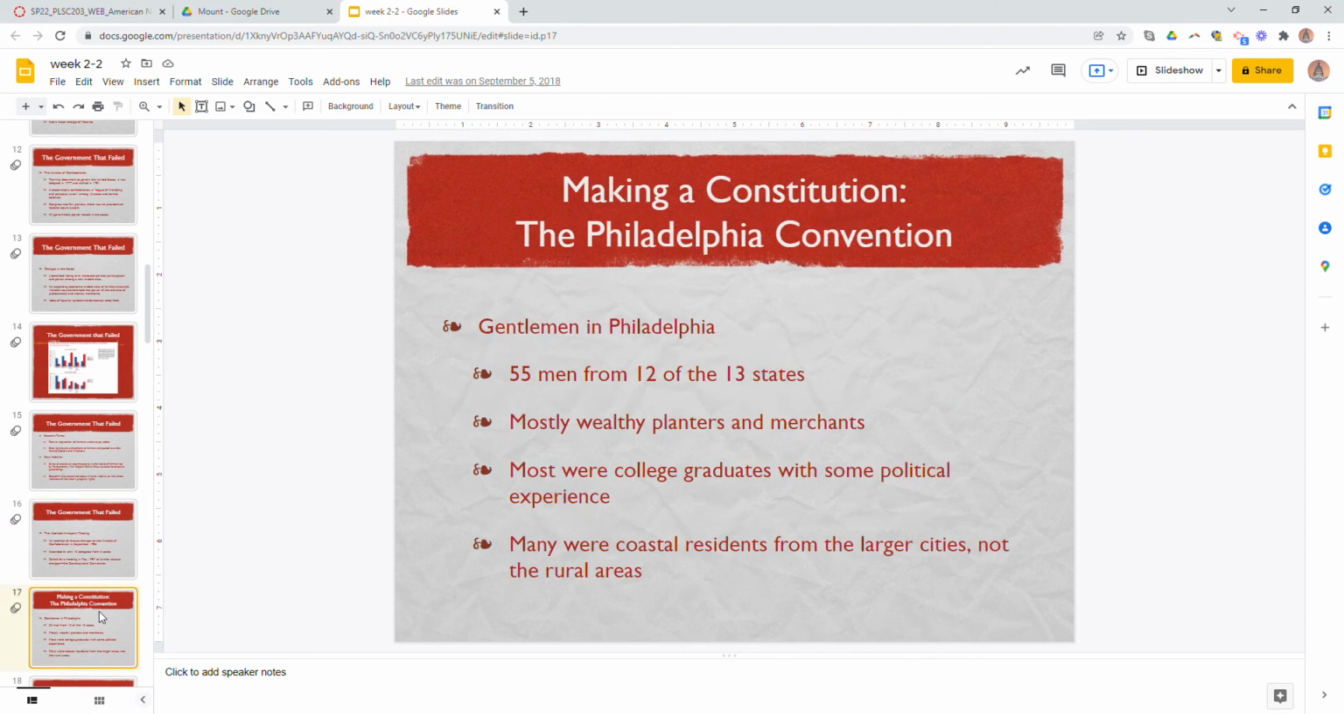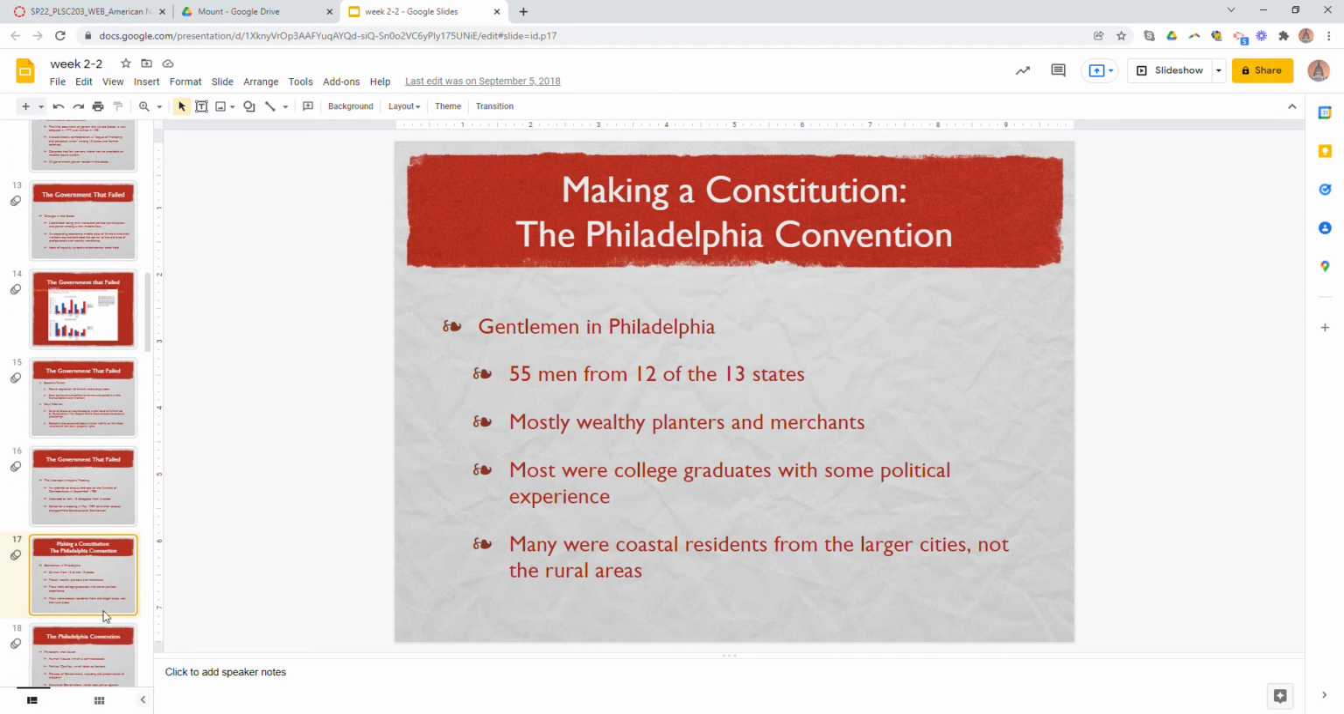So, after a first attempt to meet that didn't work, there was an attempt to get a convention held in Philadelphia with the sole purpose of making changes to the Articles, making them stronger. So who are these people? Well, there are 55 men, yes, all men, from 12 of the 13 states. The state of Rhode Island will not participate. Most were wealthy, most were college graduates, and most were from large cities. Very different from the typical American experience.